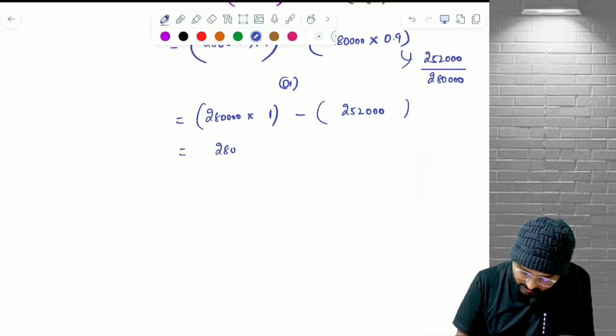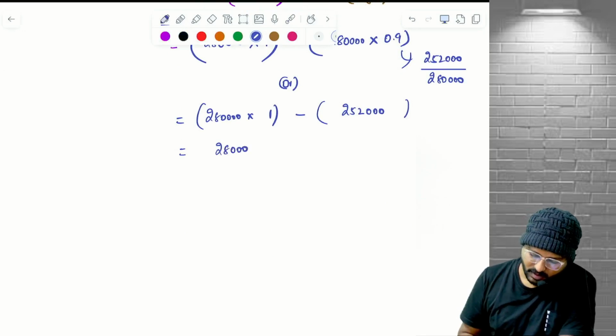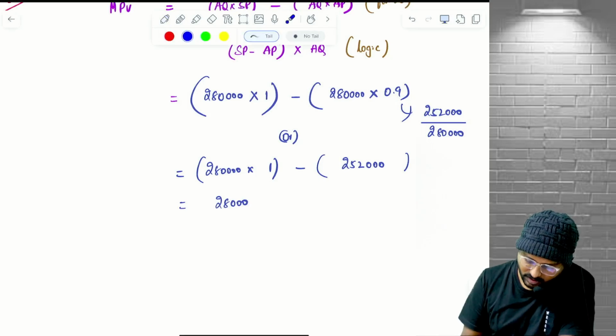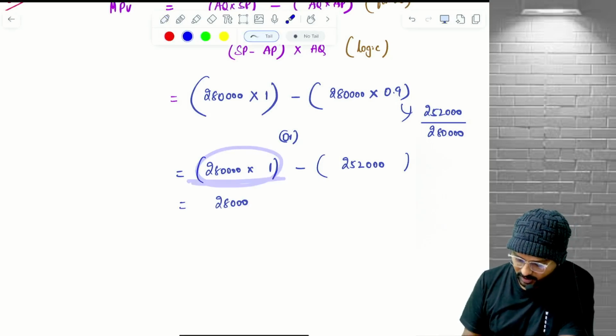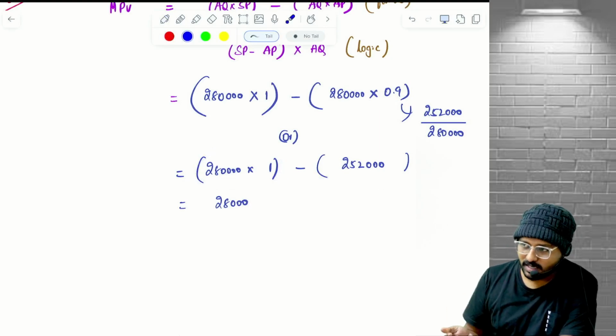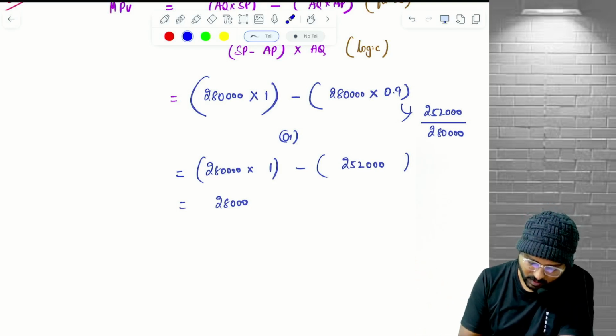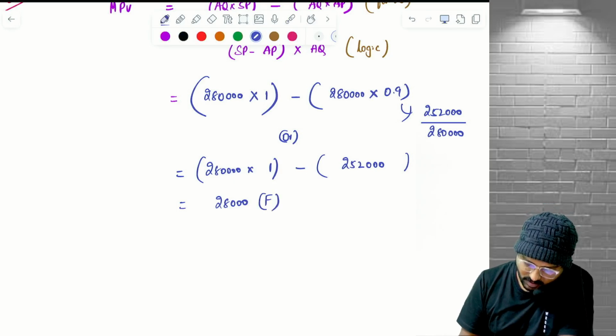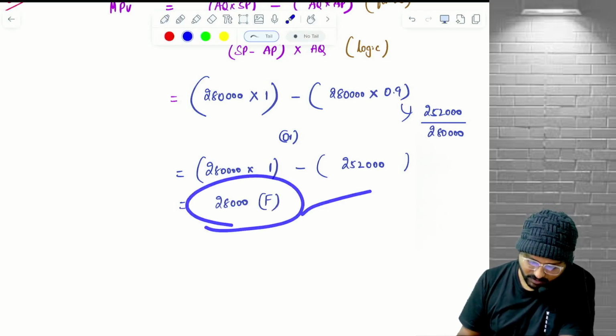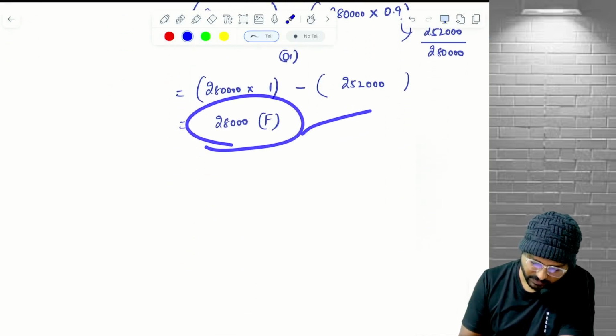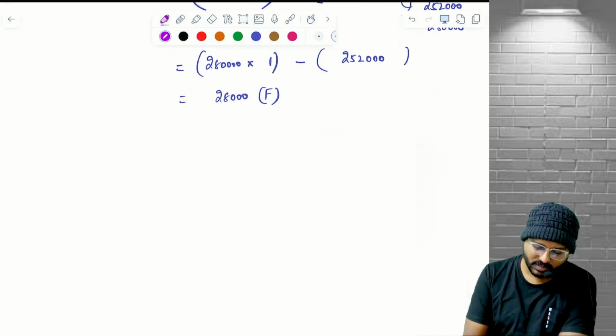Favorable or adverse? Your standard cost is how much? 2,80,000. Your actual cost is how much? 2,52,000, which means your actual cost is less, which means your actual profit would have increased. So is it favorable or adverse? Favorable. Or what is the other way? It is positive, therefore it is favorable. Are we done? Now moving on to the next one. What is the next one we have?